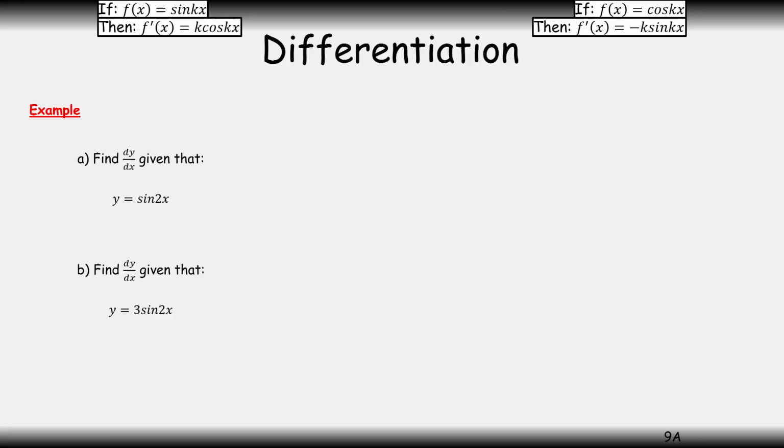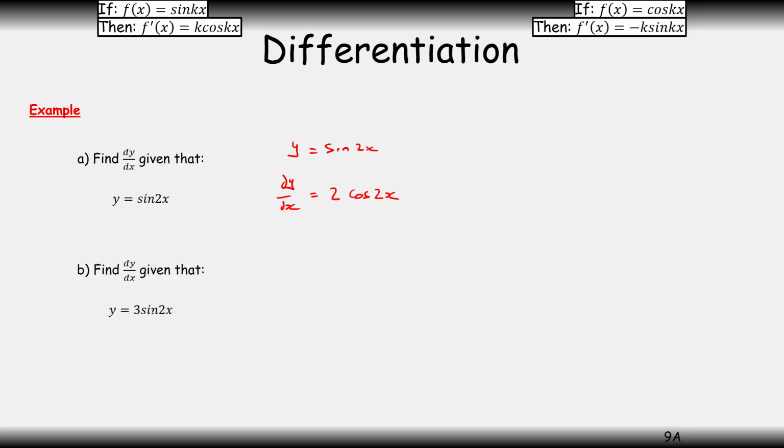Okay, so we've got these two examples. Example A, find dy over dx given that y equals sine of 2x. So y is equal to sine of 2x. So we've got our differential here at the top. So dy over dx is going to be equal to 2 cos of 2x.